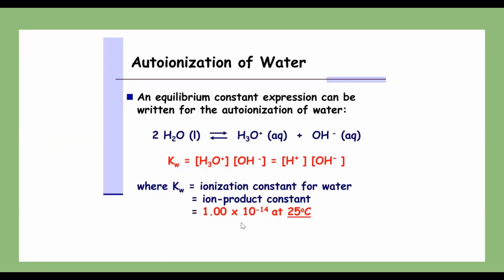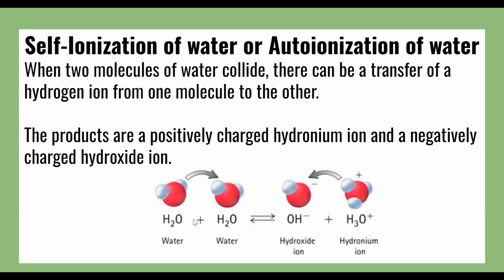So in this self-ionization of water, one of the water molecules is acting as an acid, the other as a base. And if you watch the video on acids and bases, you notice that according to Bronsted, the water that donates the proton is the acid. So this is the acid. The one that accepts the proton is the base. So this is the base.